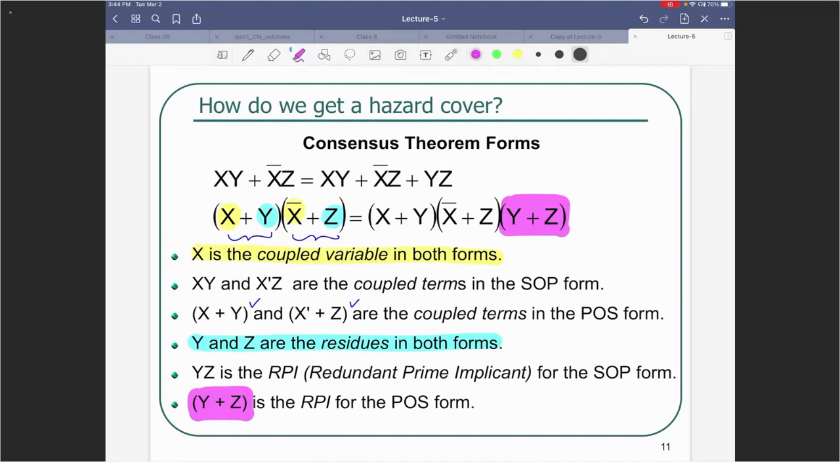So this is Boolean algebra property 17A. This is Boolean algebra property 17B. And we are leveraging those properties to fix static hazards. If you are working in the first form, you are fixing static one hazards. And this one is to fix the static zero hazards. SOP, POS. Accidental what? Accidental zero here, accidental one here.